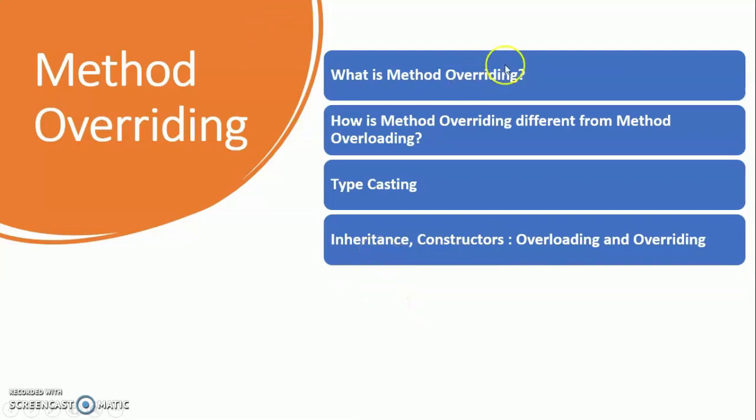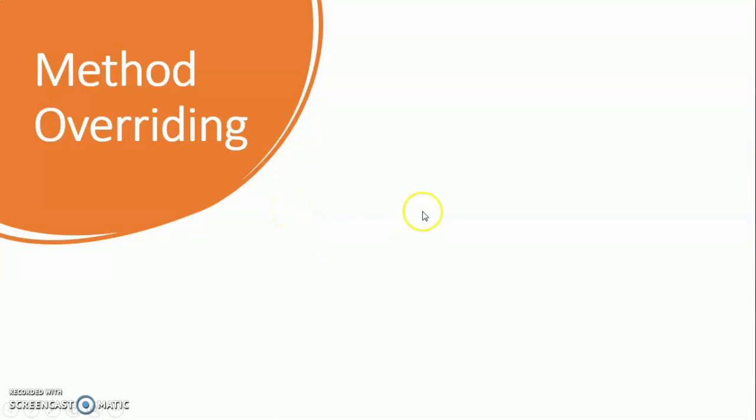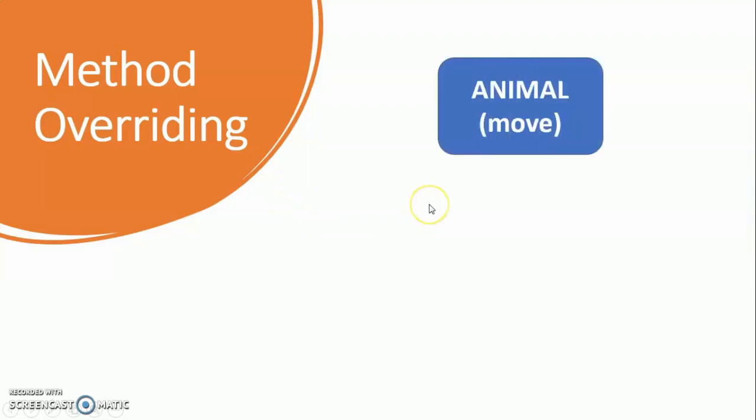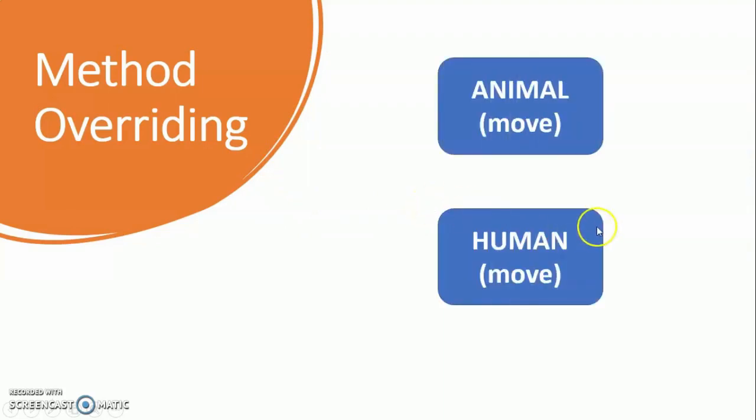Method overriding is basically a concept wherein there is a parent functionality which is being redefined in the child. So let's say, for example, I have two classes, a parent class, the animal class, and a child class, let's say the human class. So let's see an example. The animal and the human class are related to each other using an inheritance relationship.